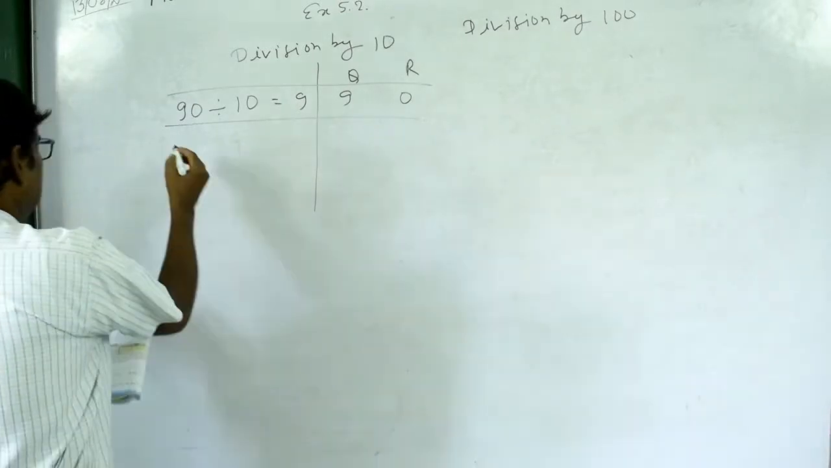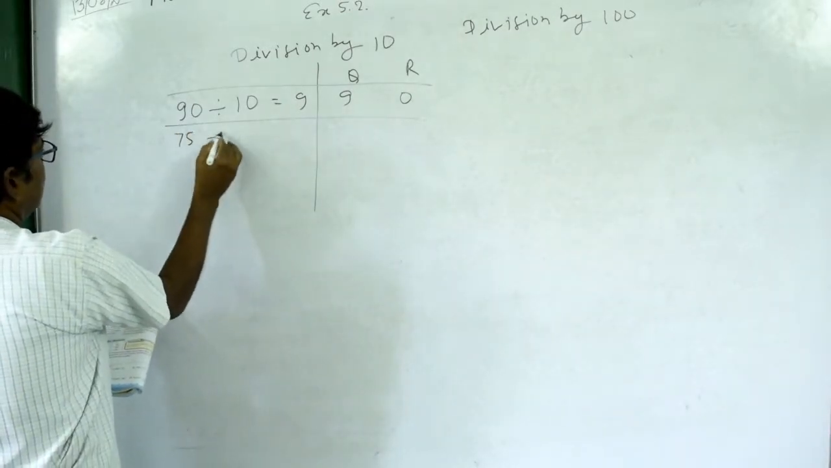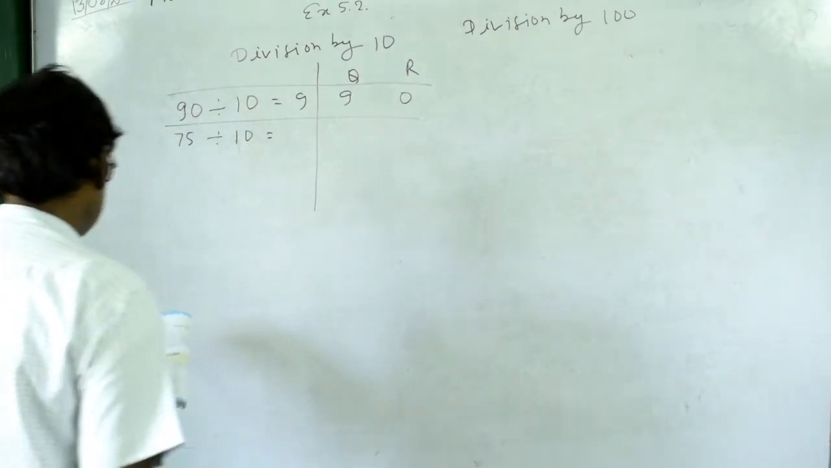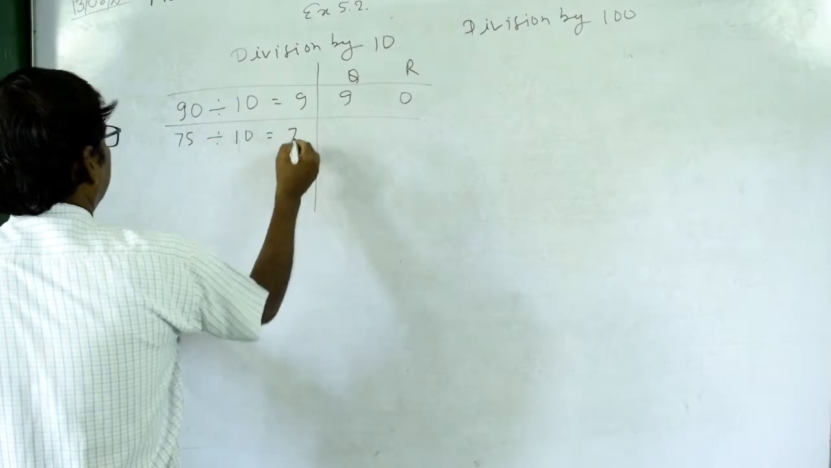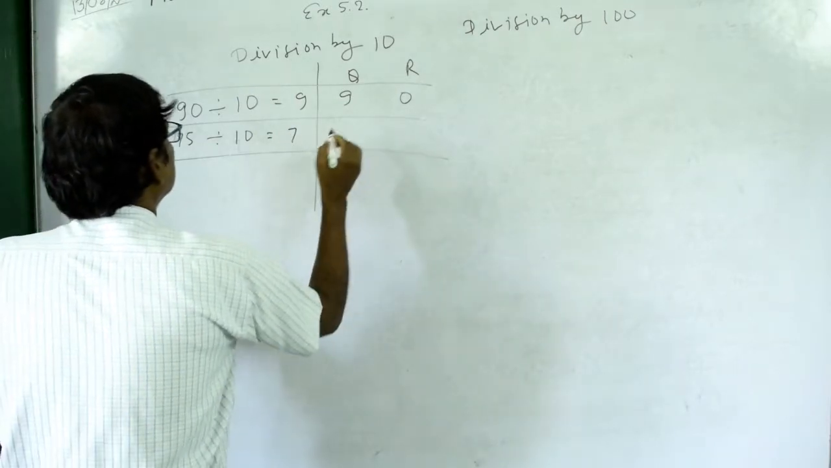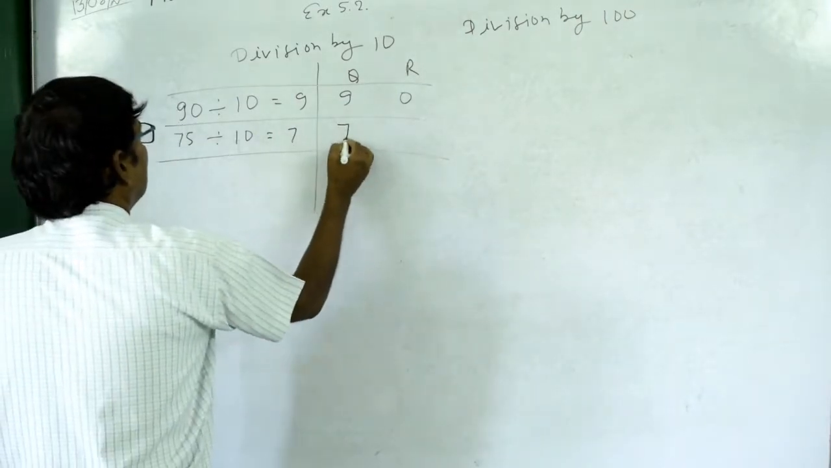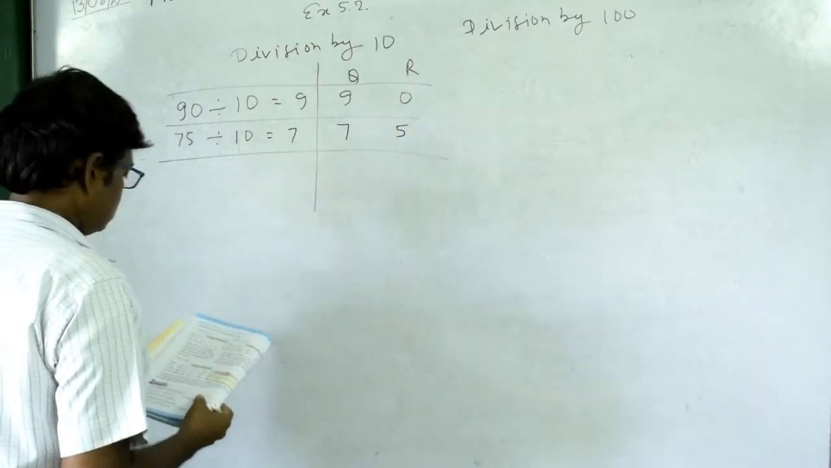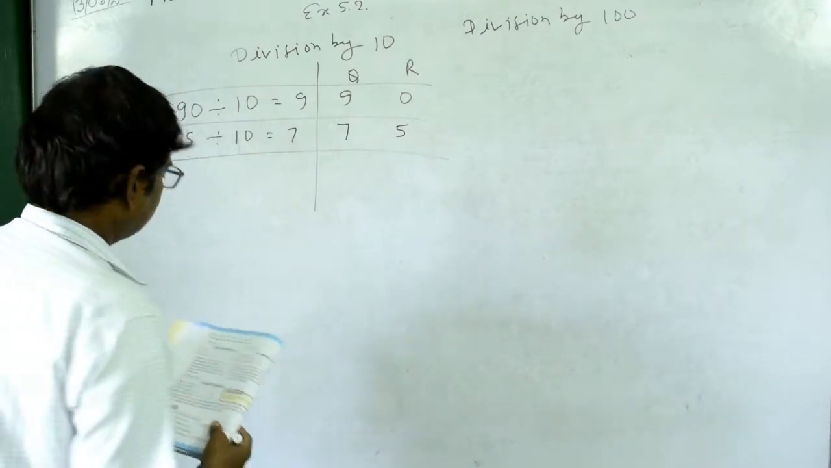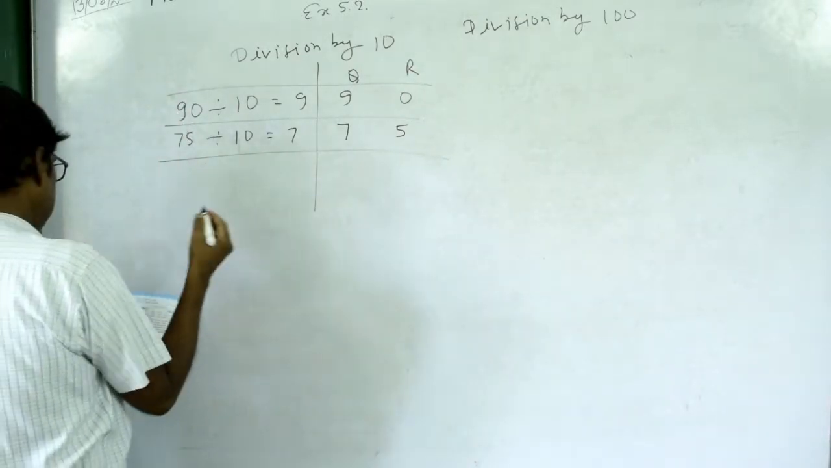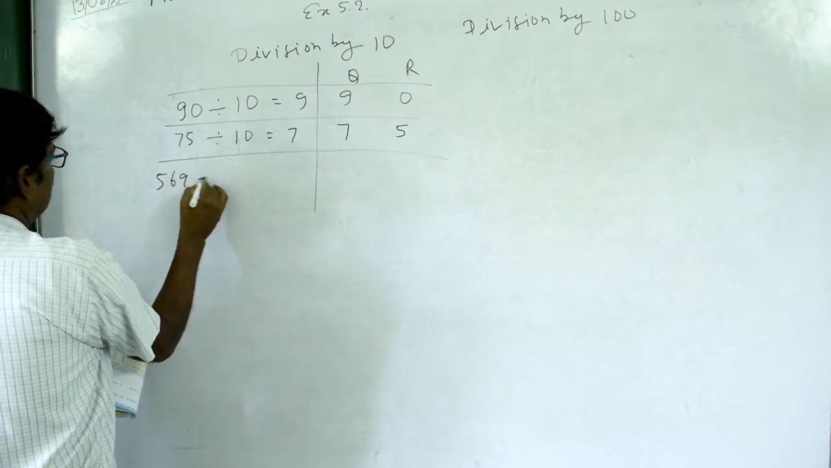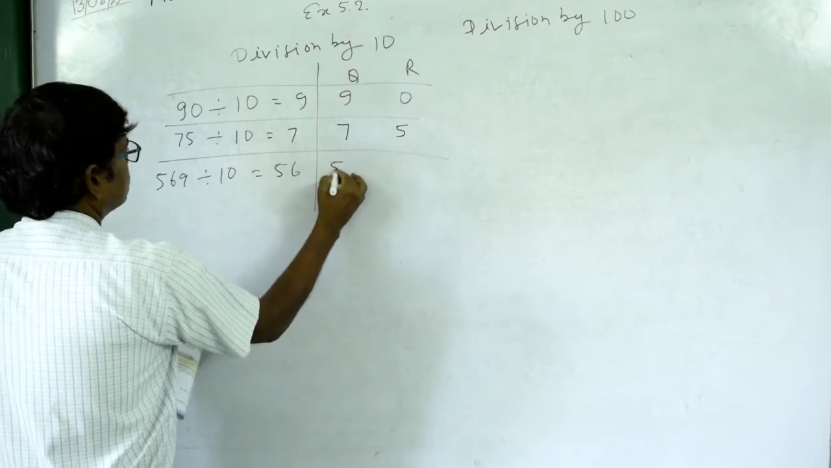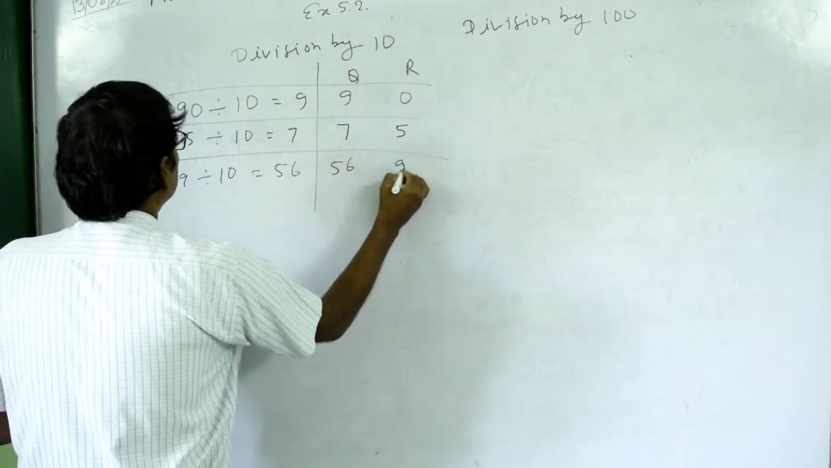Okay, and the next is 75 divided by 10 equal to 7. And here the quotient is 7 and the remainder is 5. Yes, it is 5, but in the book it is not correct. So 569 divided by 10 equal to 56. So here 56 is the quotient and the remainder is 9.